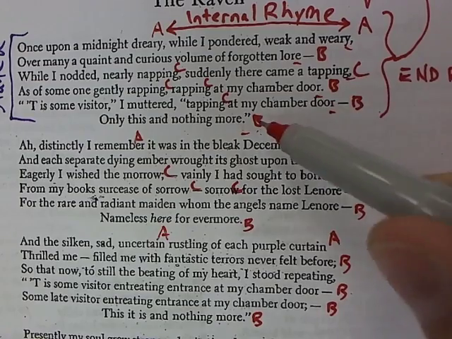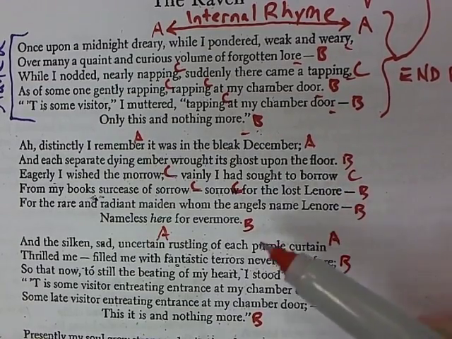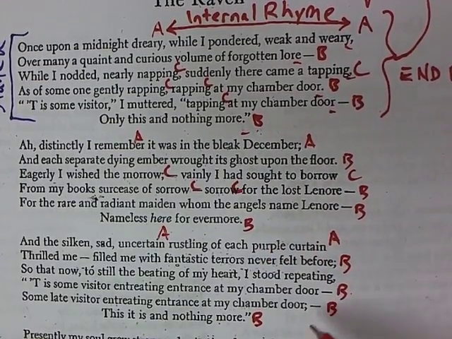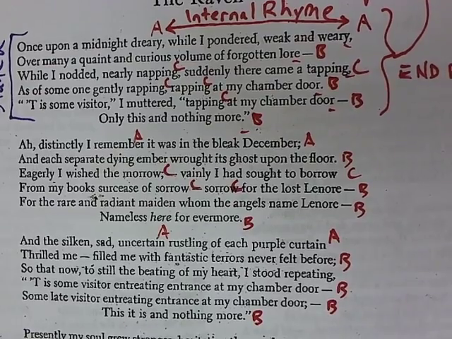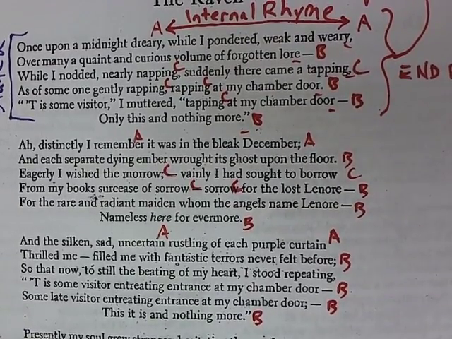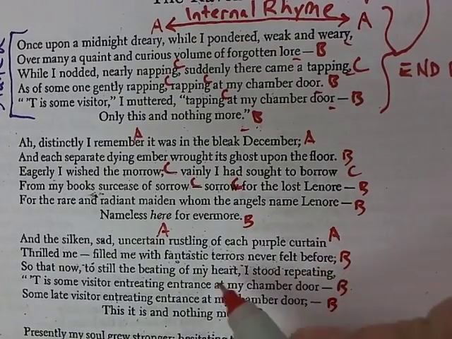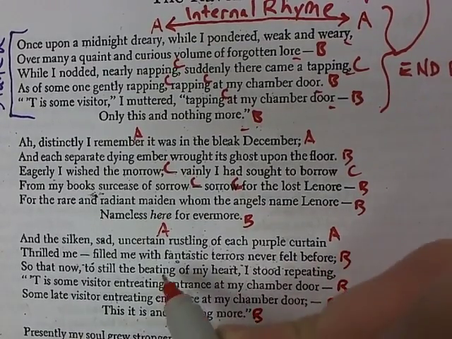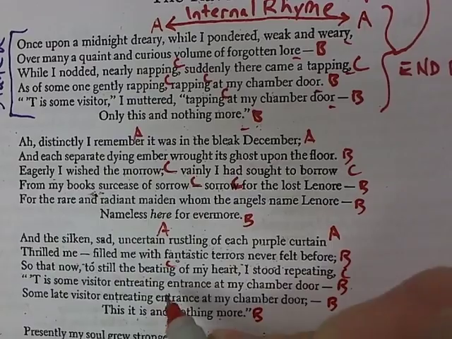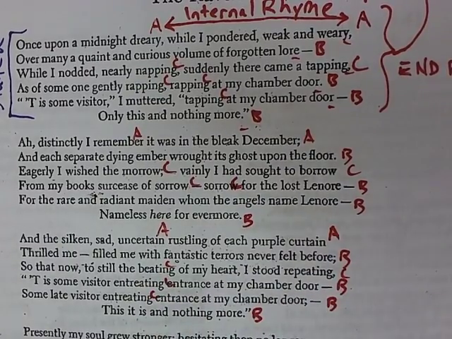So lower, door, door, more, floor, Lenore, Lenore, evermore, before, door, door, more. So it's the same sound. And as you know, this is eventually going to become, quoth the raven, nevermore. So that B rhyme is going to stay consistent in what its sound is. And of course, the C, so we've got beating, repeating, entreating, entreating.